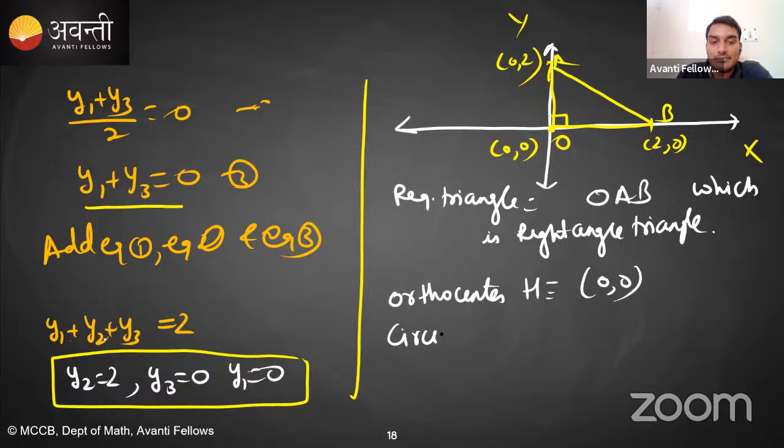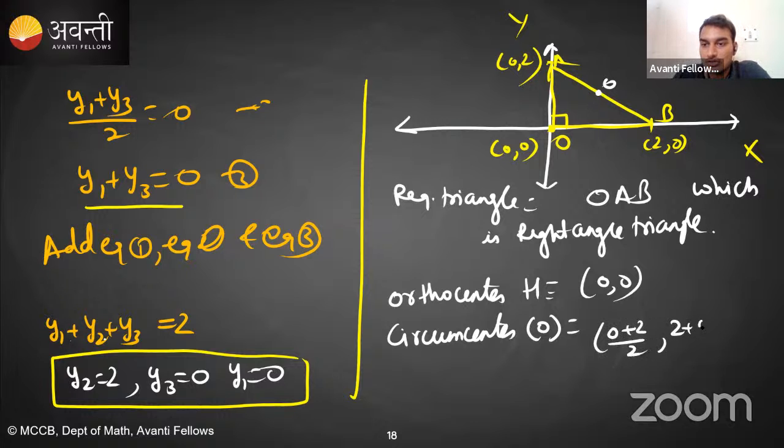सरकम सेंटर कितना आ गया? सरकम सेंटर विच इज ओ, कितना आ जाएगा? मिड पॉइंट ऑफ हाइपोटेनियस, हाइपोटेनियस इज ए बी, so this will be your O, so midpoint निकाल लो which is 0 plus 2 by 2 comma 2 plus 0 by 2, कितना आ गया? 1 comma 1। सेंट्रोइड कितना आ गया?